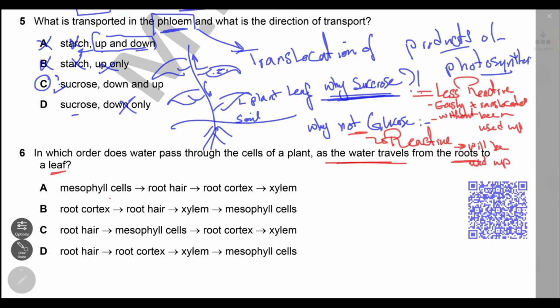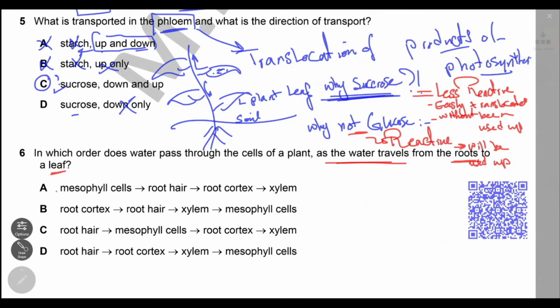A, mesophyll cells, root hair, root cortex, and then xylem. B, root cortex, root hair, xylem, mesophyll cells. C, root hair, mesophyll cells, root cortex, xylem. D, root hair, root cortex, xylem, mesophyll. Yeah, let's illustrate all of the options.